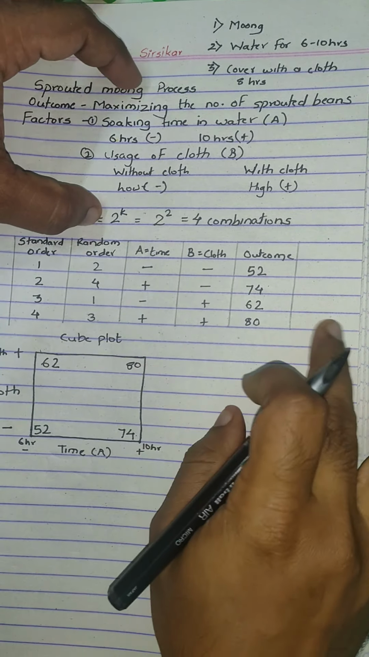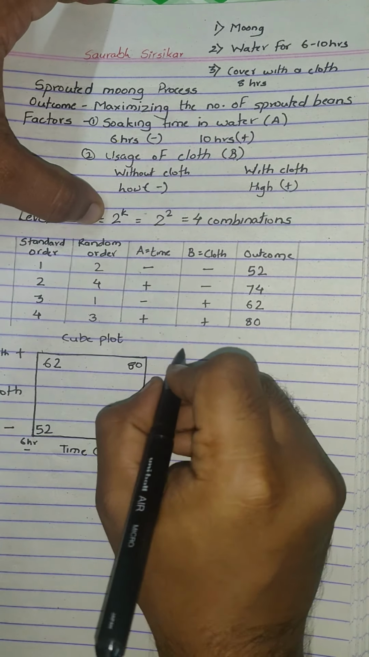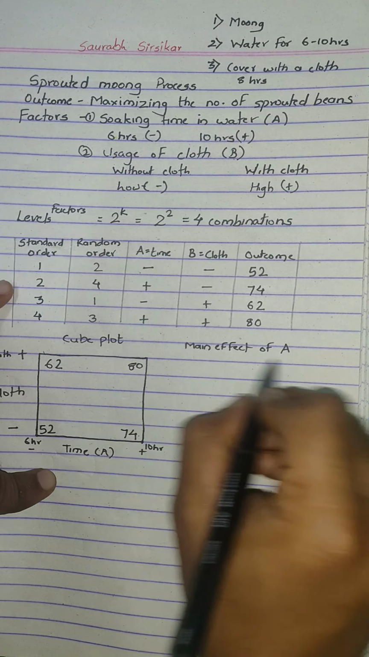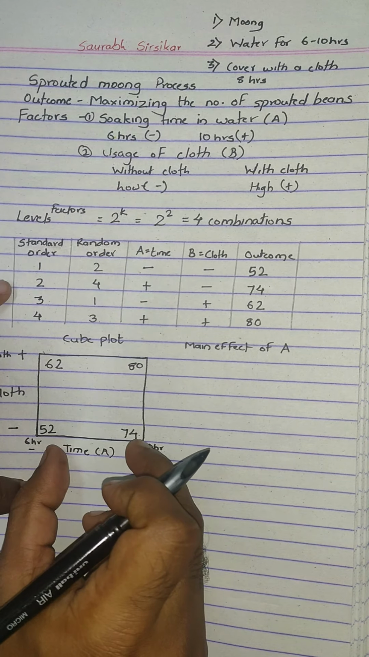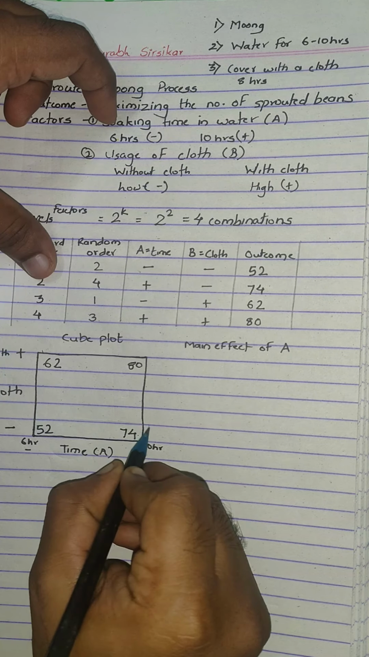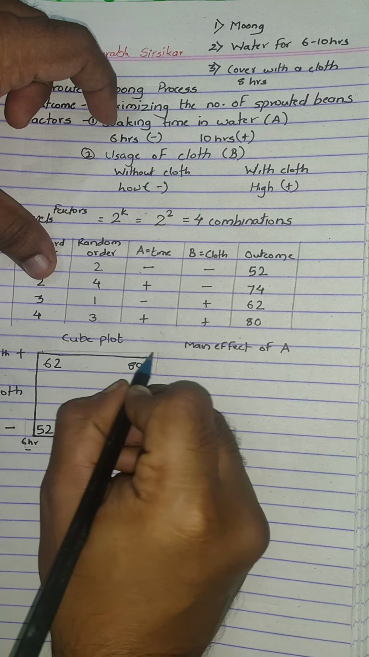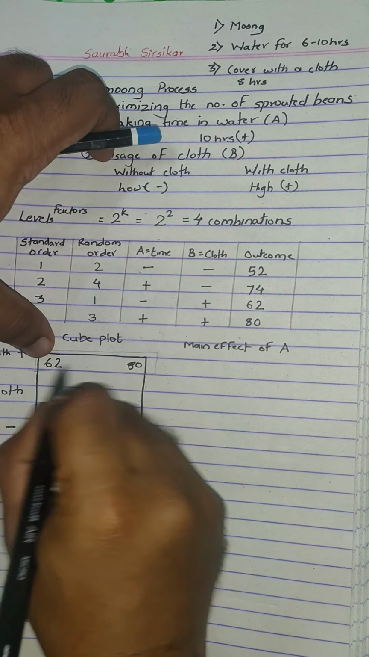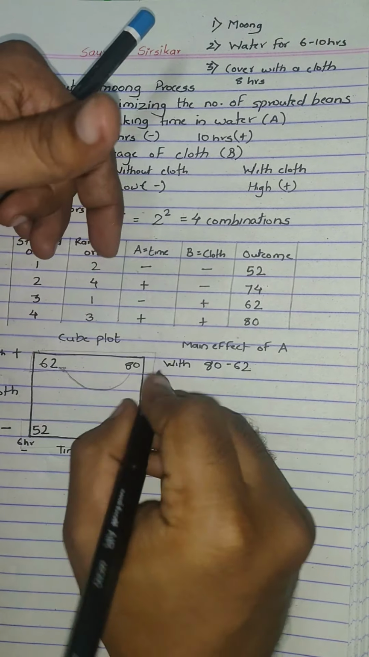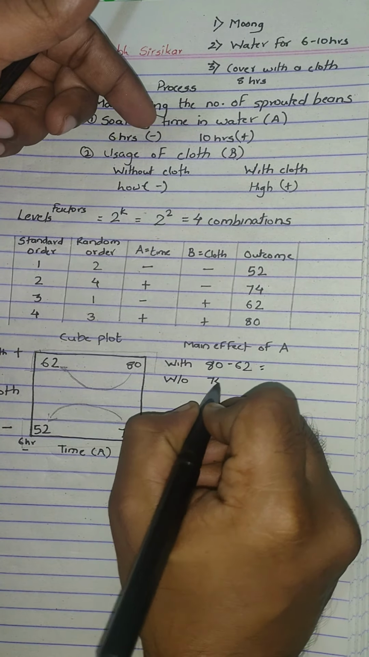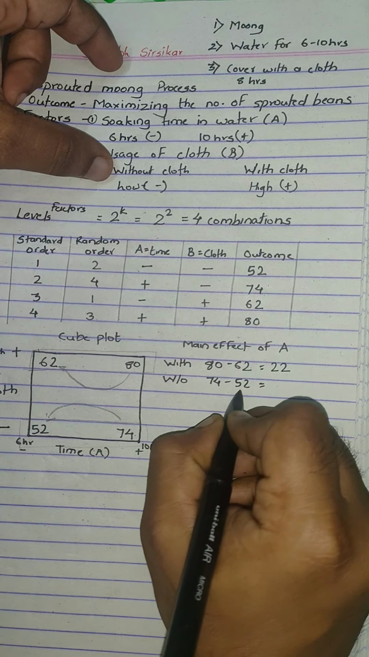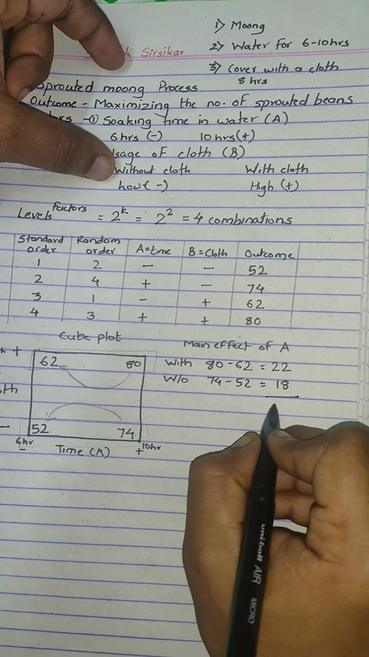With the help of this cube plot I can analyze the main effect. For the main effect of A, I have to check what happens without cloth, and what happens with cloth, individually. With cloth, it is 80 minus 62, and without cloth, higher minus lower, 74 minus 52. If I compute this, I get 18 and 22, so the average is 20.